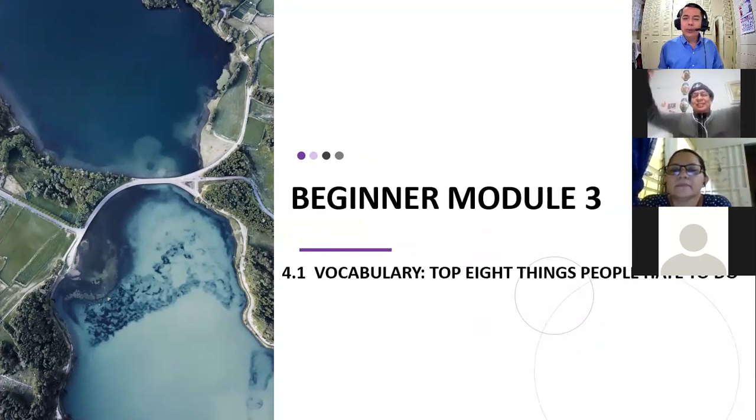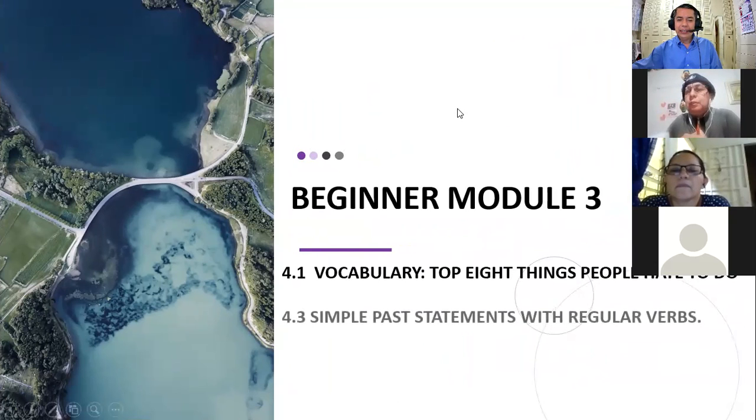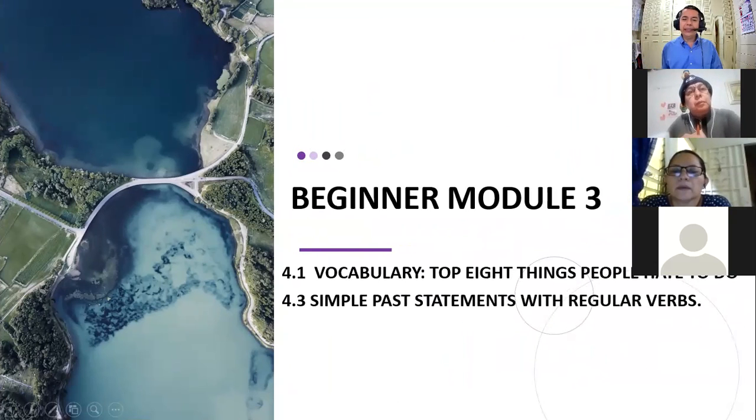Today, we're going to practice vocabulary. Top 8 things people hate. You know, things that you don't like. I don't like it, right? And we're going to learn about the simple past statement with regular verbs, okay? Those are the topics for today.